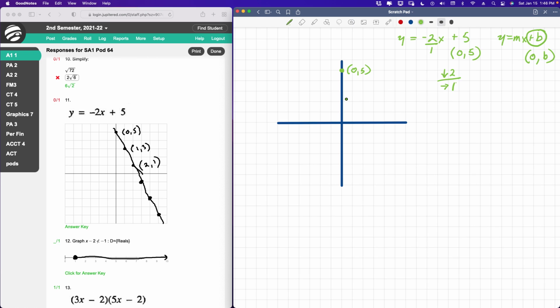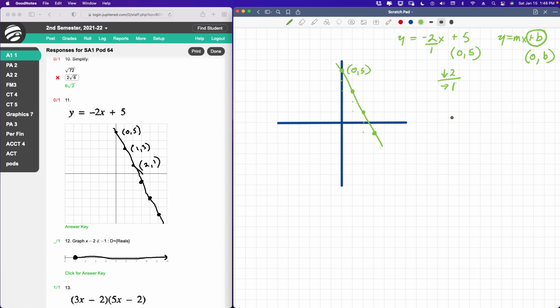Down 2 over 1. 1, 2, 1. So that's our point. That's our next point. That's our next point. So we could draw a line just like that. And there's our line. That is how we would draw this equation of the line, just like that. Now, if you wanted to, you could take this and put it in a table and pick the points.